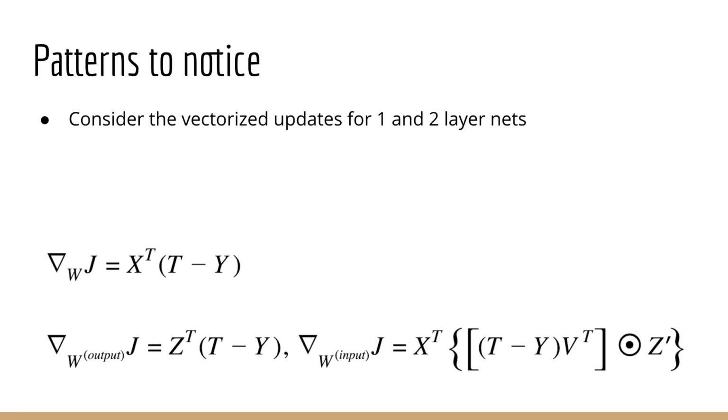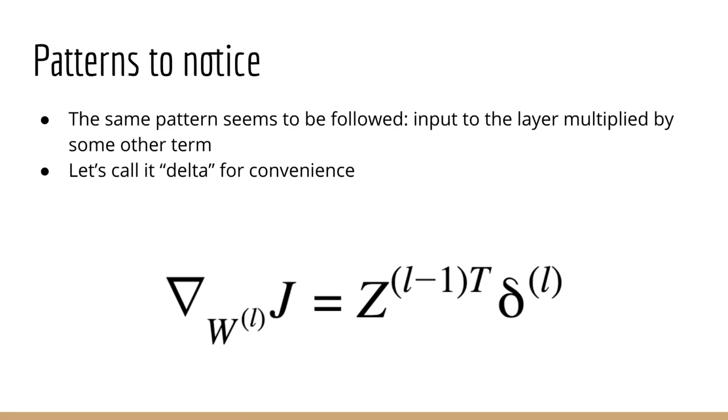Here's another pattern we notice. If we look at the vectorized forms of the update equations for the 1-layer neural network and the 2-layer neural network, we can see that they look very similar. In fact, if you look a little more closely, it seems we always follow the same pattern. For a general W at layer L, its gradient is the input data matrix into that layer multiplied by some other term. Let's just call it delta for convenience.